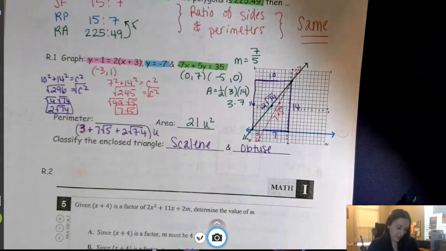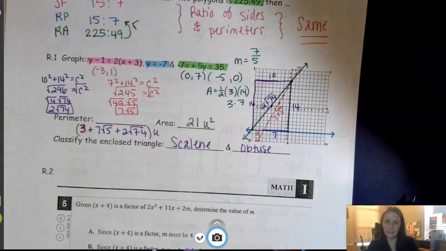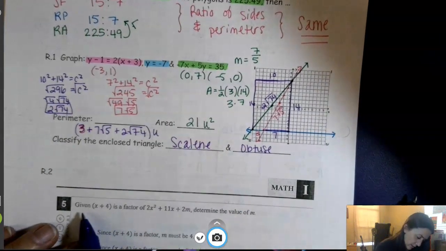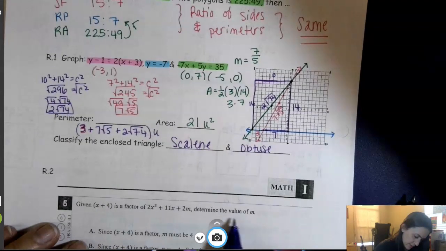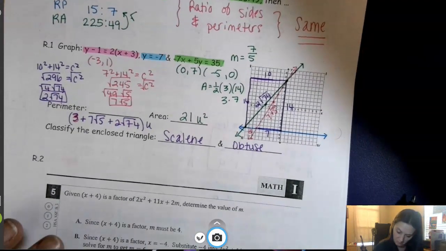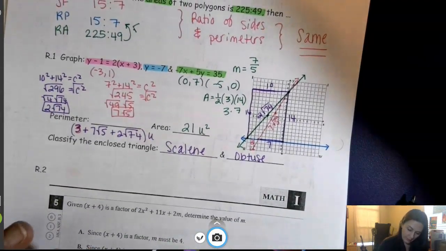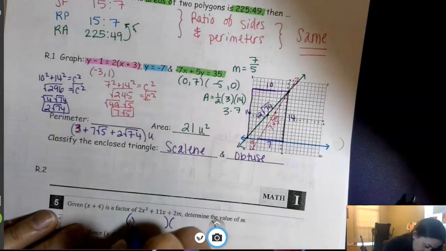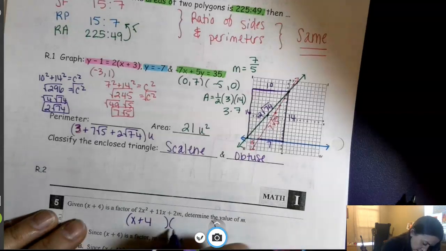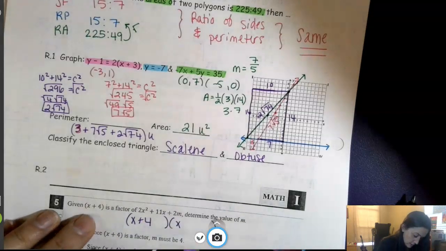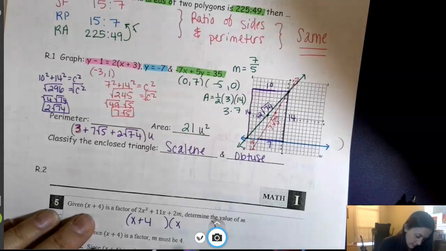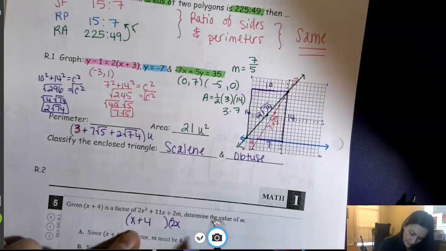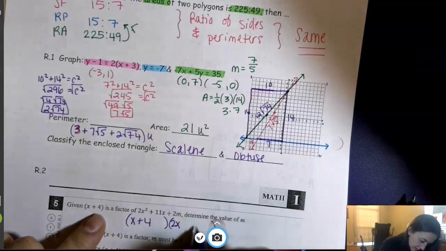Okay, the last question here is an ACT type prep question. You want to know, given this is a factor of this, determine the value of m. So what I would probably do is, I know if I were factoring this, and one of them was x plus 4, this would be x. No, this would have to be 2x. Sorry, x plus 4, this would have to be 2x. You're going to have a plus at the end.